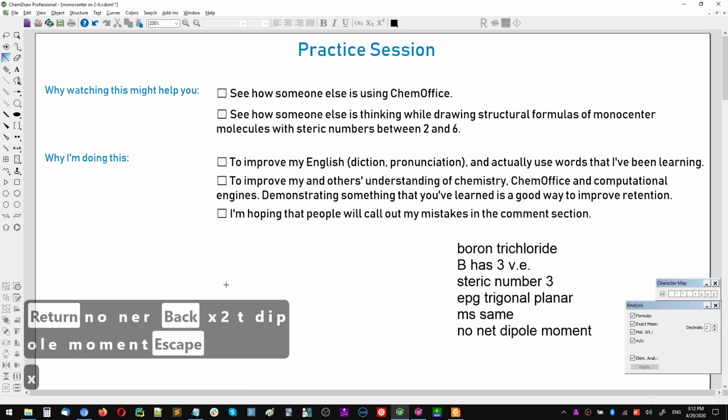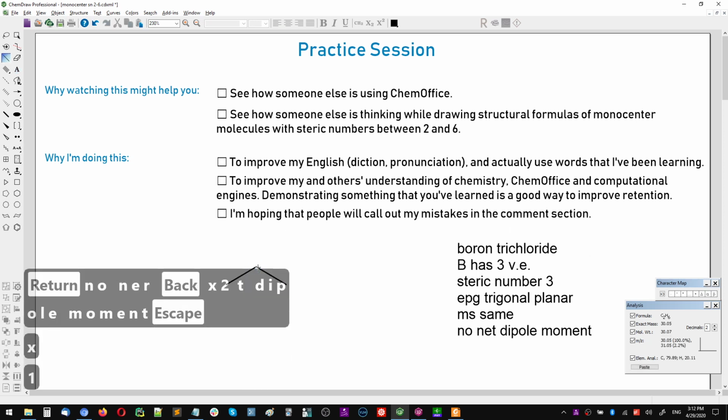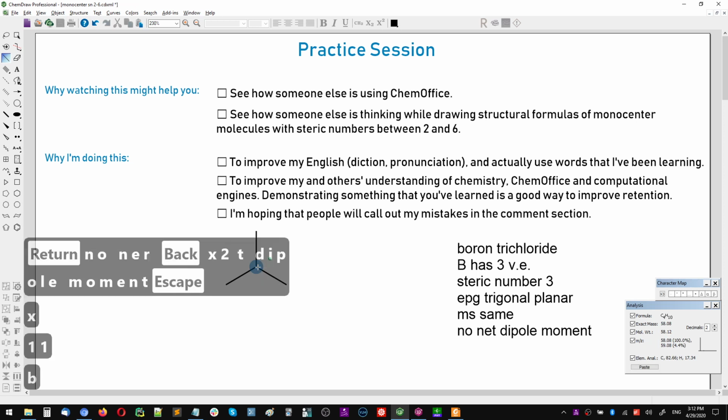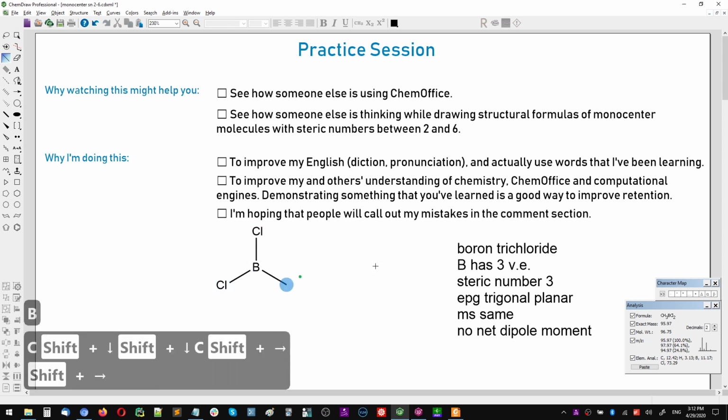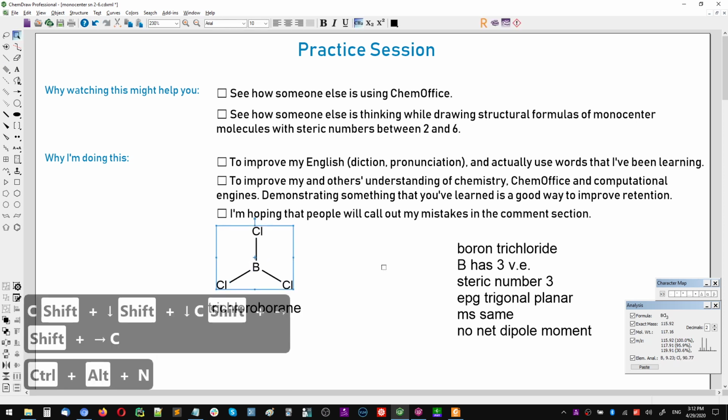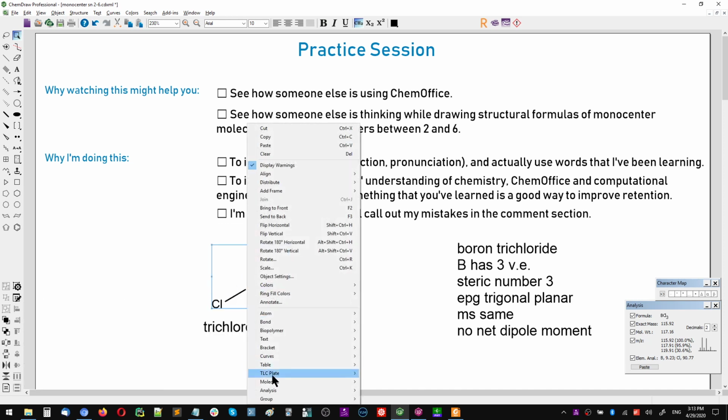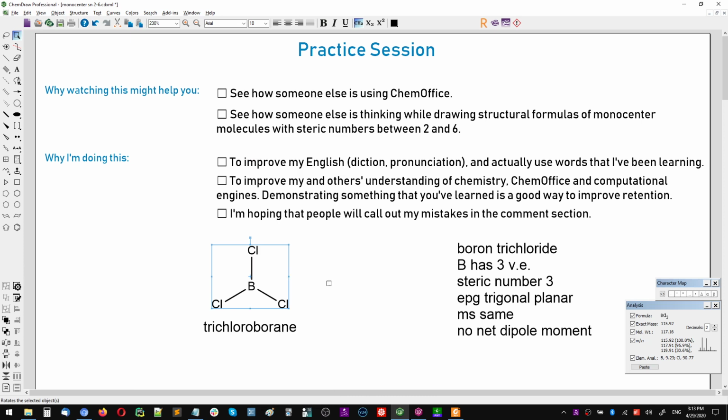So let's have a look at this. Oh, no. For example, right now I pressed Control Alt N, chloroborane, and it did this. This is the shortcut for analysis name.